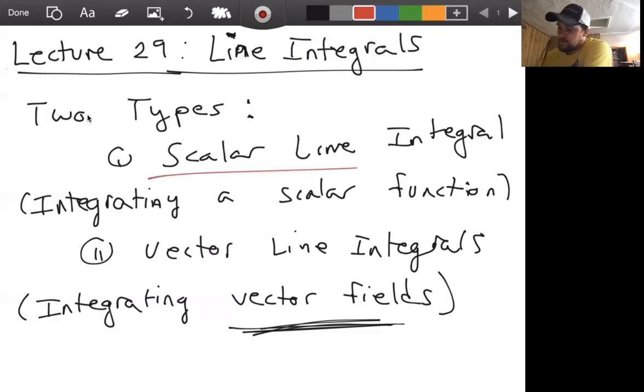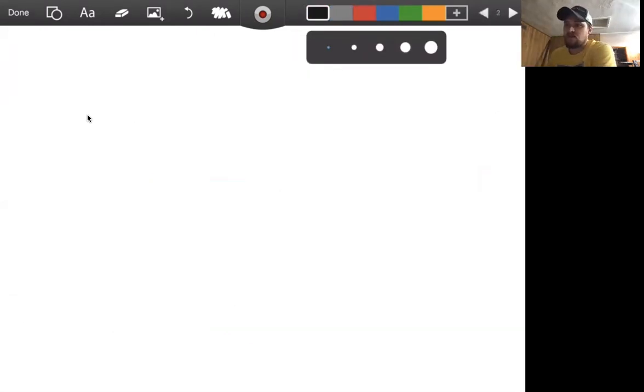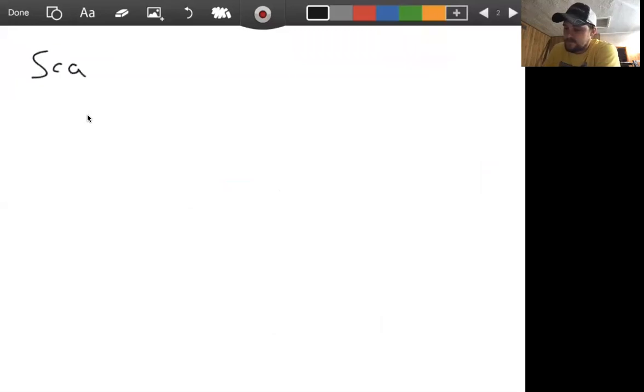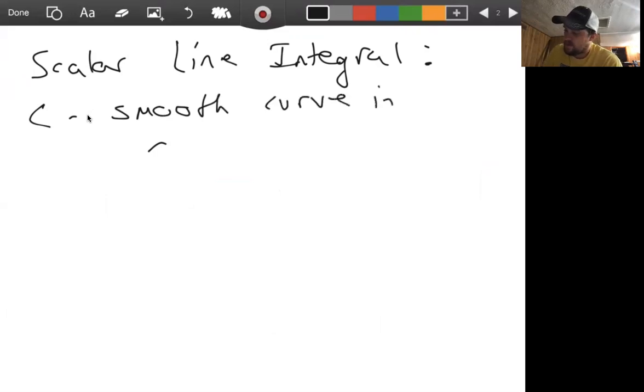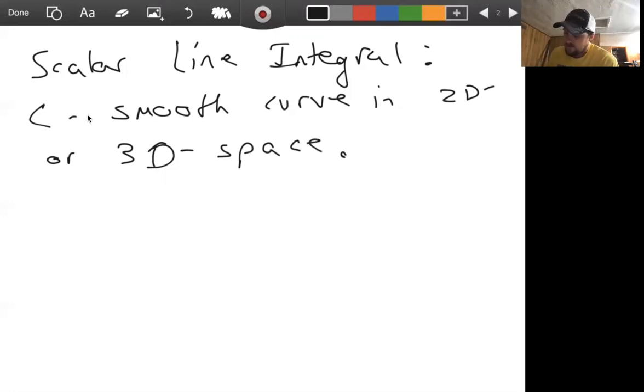And so let's start with constructing a formula for the scalar line integral. And first, let's understand what the scalar line integral is going to do. The scalar line integral, so you can look in 2D or 3D space. Imagine we have some smooth curve C in 2D or 3D space. Okay, and for this picture, I'll just draw 2D, but this construction works for 3D as well. You just tack on Z's everywhere.